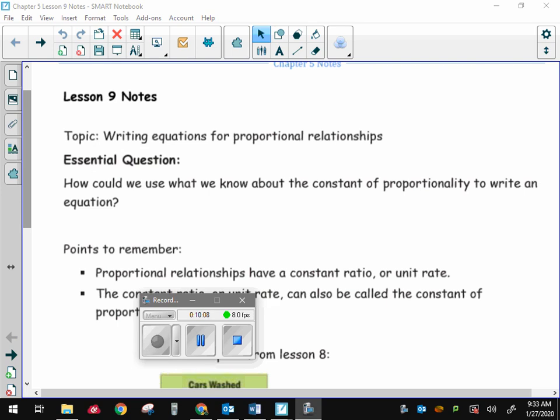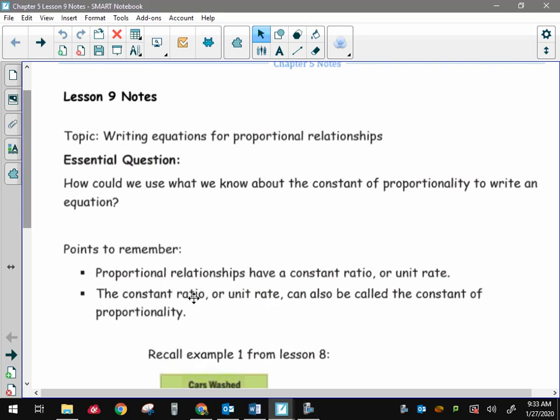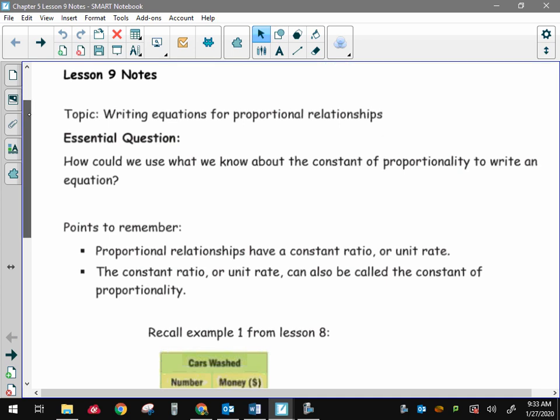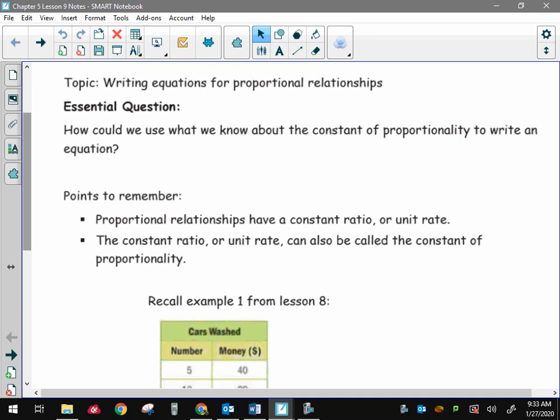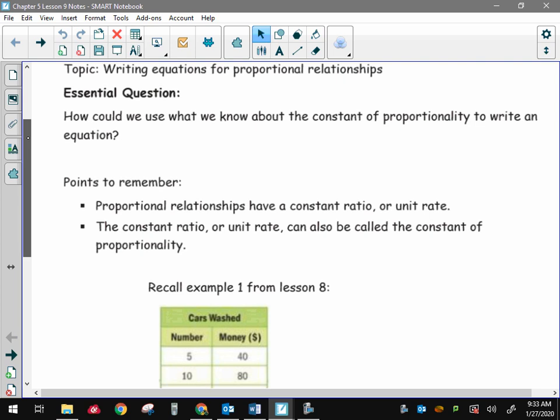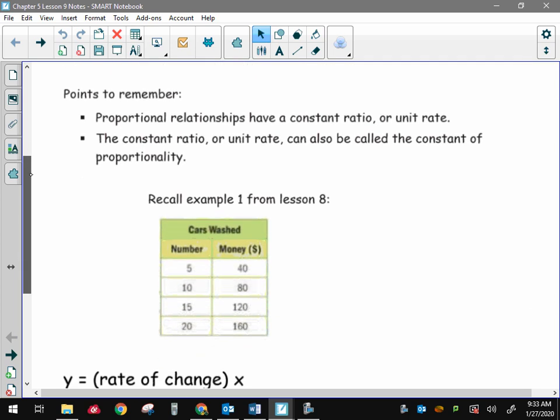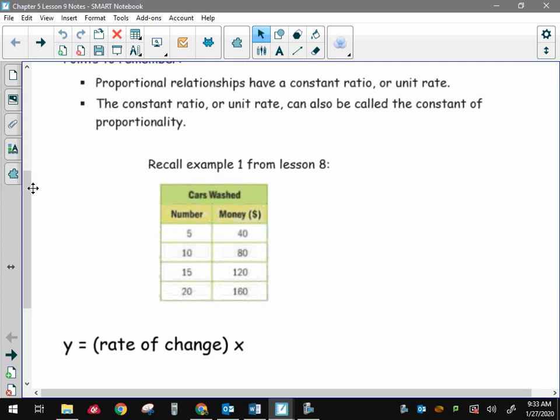Let's see if I can make this work. Today we're going to move one step further from rates to unit rates, setting rates equal to make them proportional, finding if things are proportional to each other. Today we're going to take it one step closer and write an equation.